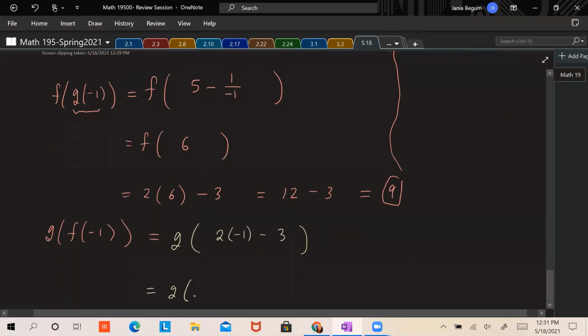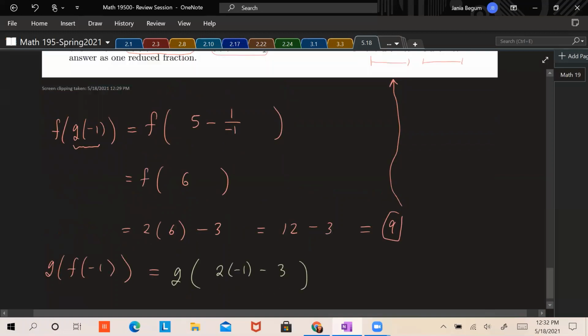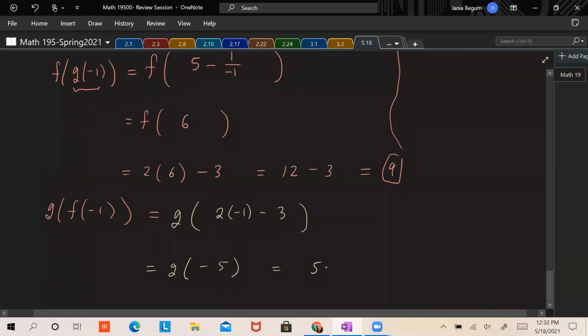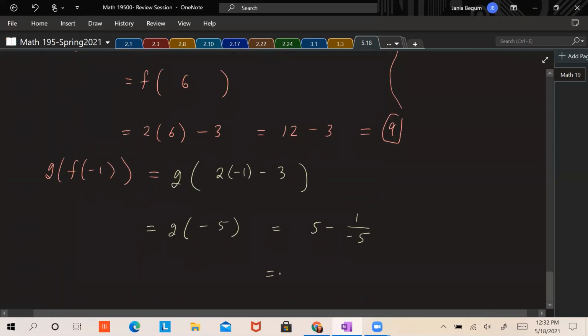So 2 times -1 is -2, minus 3, that's -5. And that's going to be the input for g. And g is going to do 5 minus 1 over x. So this is 5 minus 1 over x, while x is -5. And then we add them up. So this is really 5 plus 1 over 5.